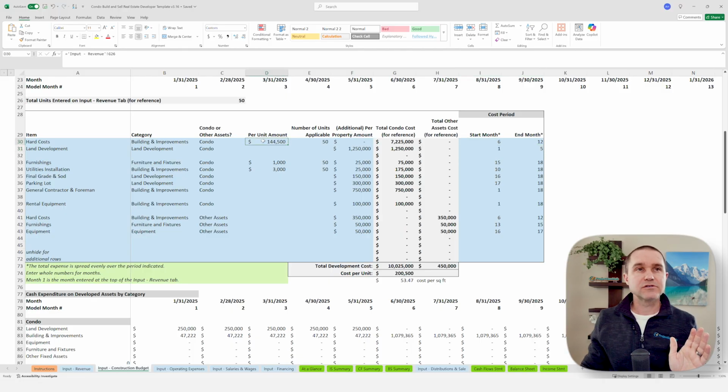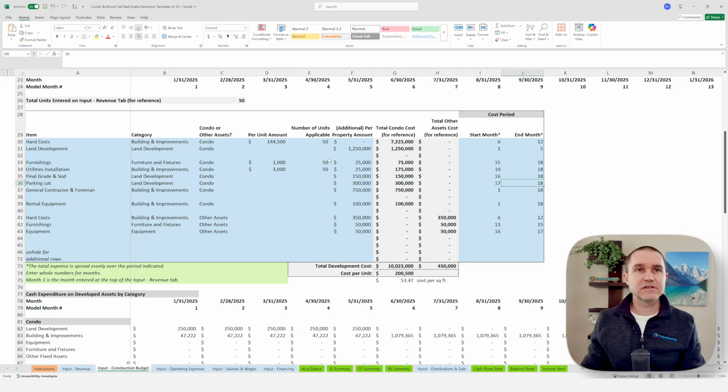And then the condo construction, or the hard cost for the condos here, is going to be spent month 6 through 12. And then we've got to furnish the condo, so month 15 through 18. Maybe final grade and sod is happening in months 16 to 18. Maybe the parking lot is towards the very end, months 17 to 18, right?